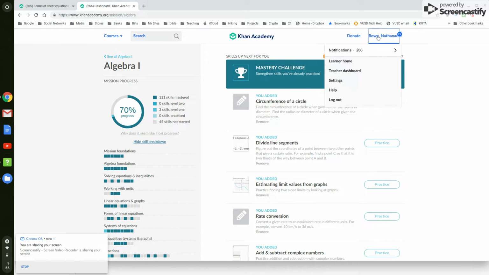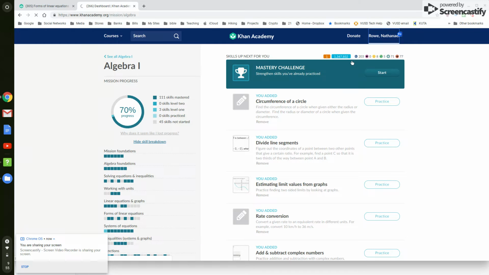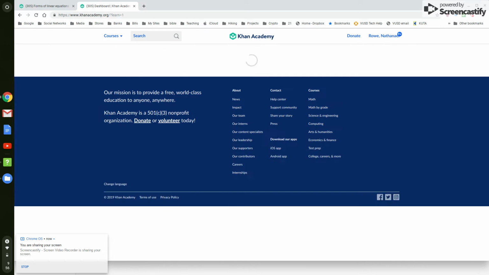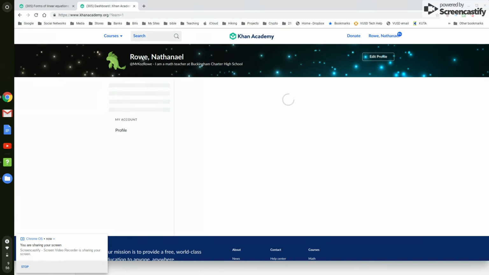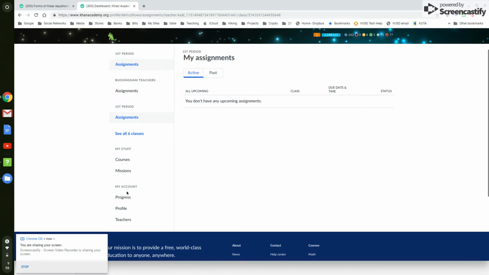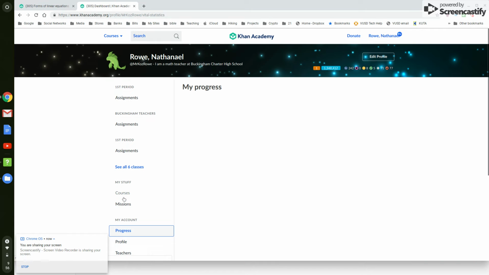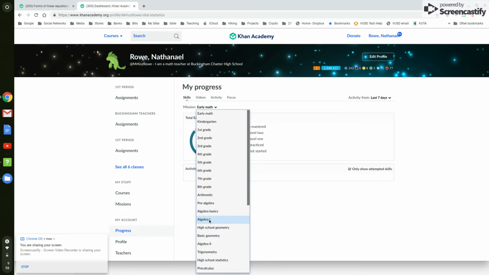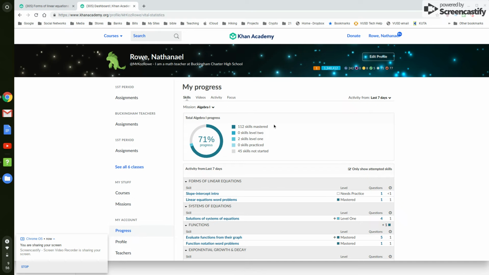But there's another way to check too, and a lot of students don't know this. If you just click on your name, you can go to, I believe it's Learner Home for you guys. It's a little bit different for me as a teacher how I get there, so I've got to remember how to do that. Yeah, and if you look down here in the bottom left, there's this little thing called Progress. You click on that, and then you obviously want to pick whatever subject. So let's pick Algebra 1, since that's where most of the skills are.